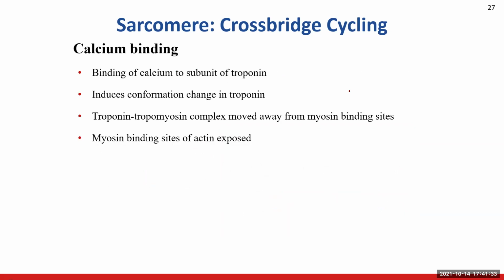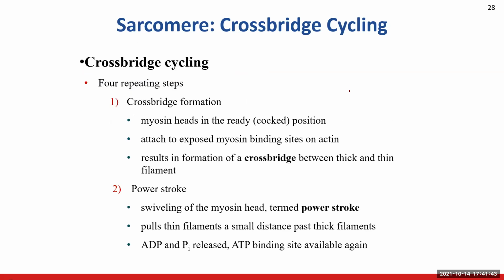So I've already talked about the calcium binding. Calcium binds onto troponin. Troponin then causes the tropomyosin complex to move away from the myosin binding sites. And now the myosin binding sites of actin are exposed. So let's talk about our cross bridge cycle. There's going to be 4 steps here. So I'm going to go over one step, show you a picture, then come back. The first one is the cross bridge formation. So we haven't actually made contact between the actin and myosin here.